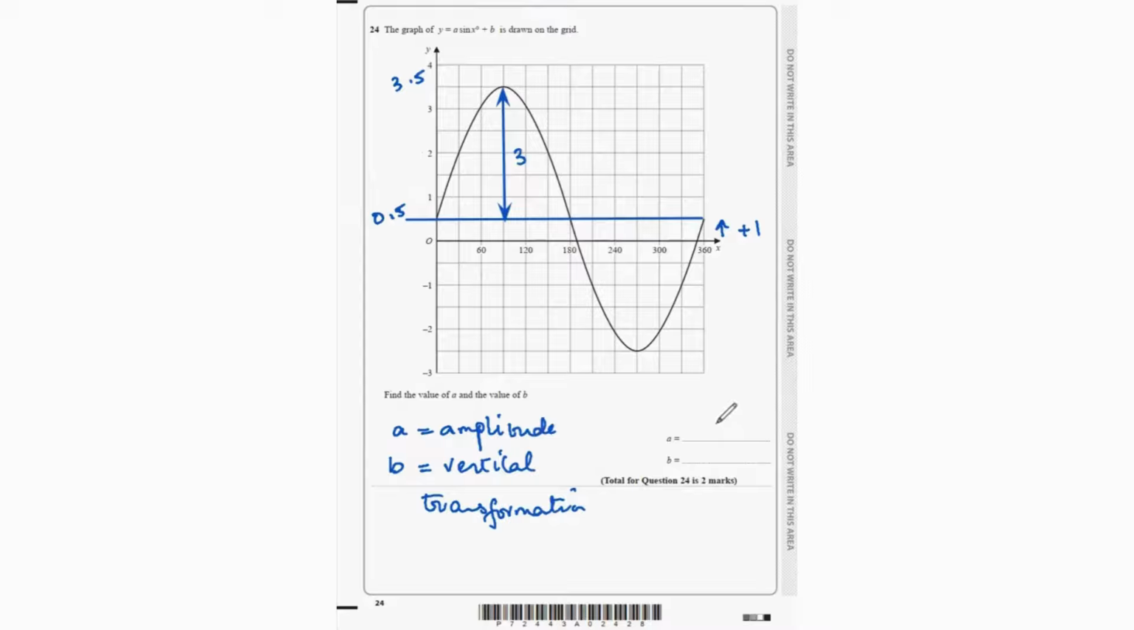So the value of A is going to be 3 and the value of B is going to be 1. Once again, the value of B is 1 because we can see a vertical transformation. The graph has shifted 1 unit up.